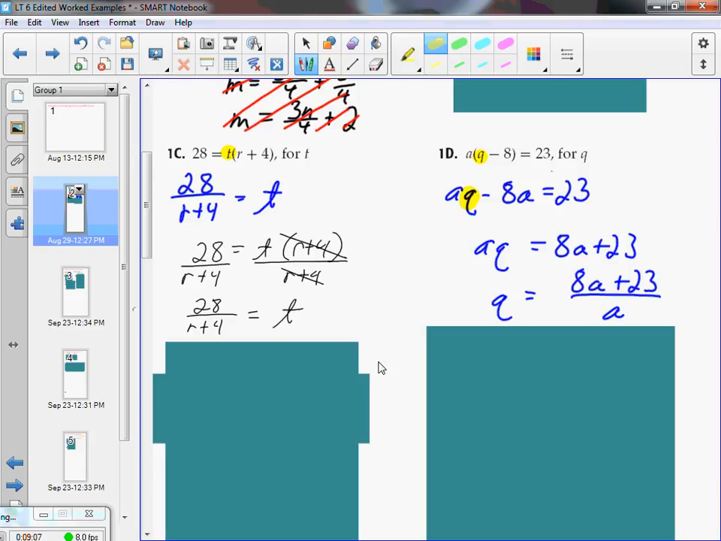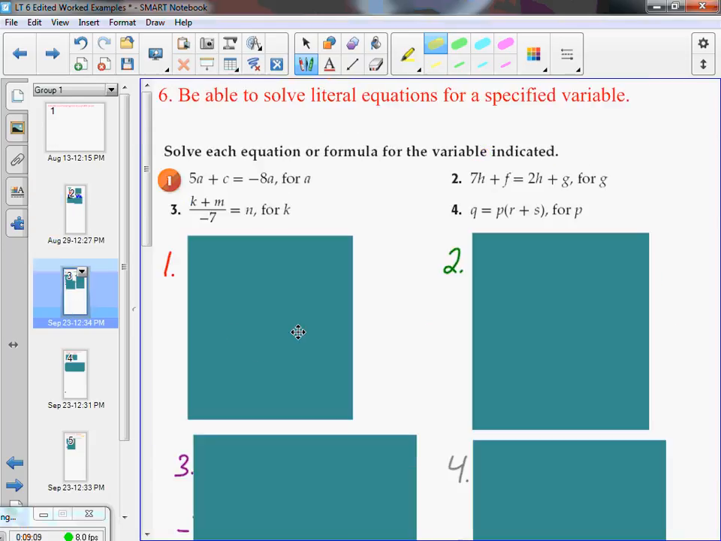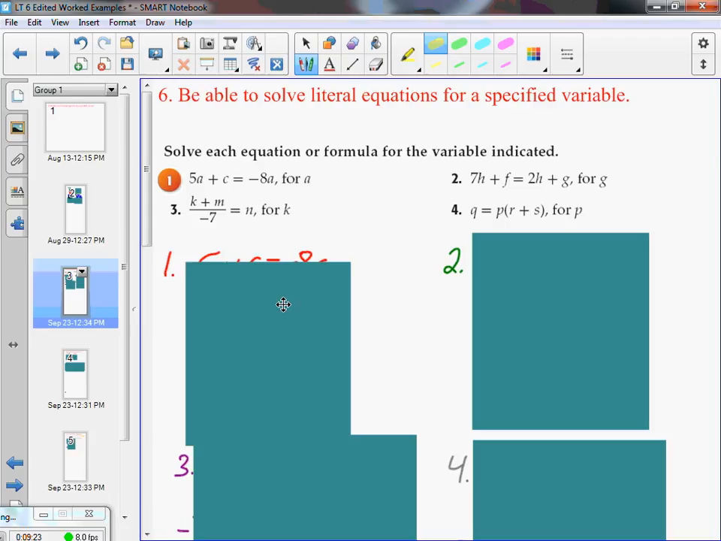All right, let's do a few more. Number 1 here says to solve for A. Now, this one's different than what we've done so far. Here's our equation. We're solving for A. There's not just one A written in the equation this time. There's 2.